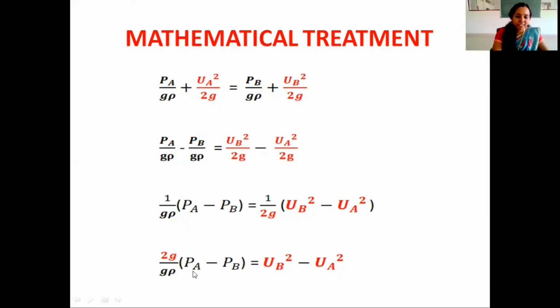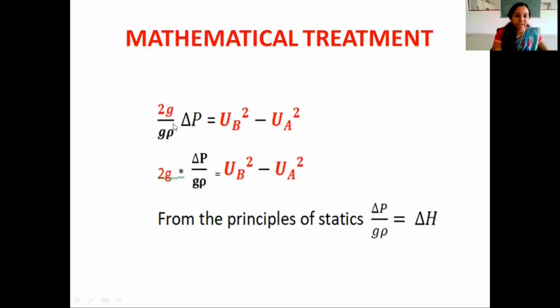And we can write PA minus PB equal to delta P. This is the variation in pressure head. 2G divided by G rho times delta P, that is equal to UB square minus UA square. And then I rearrange this equation like this. 2G into delta P divided by G rho, that is equal to UB square minus UA square. Both these equations are the same.